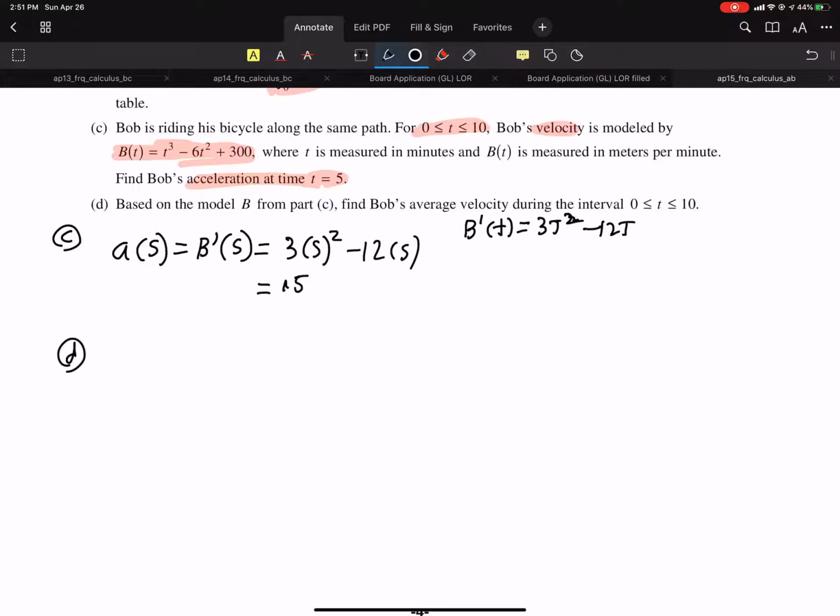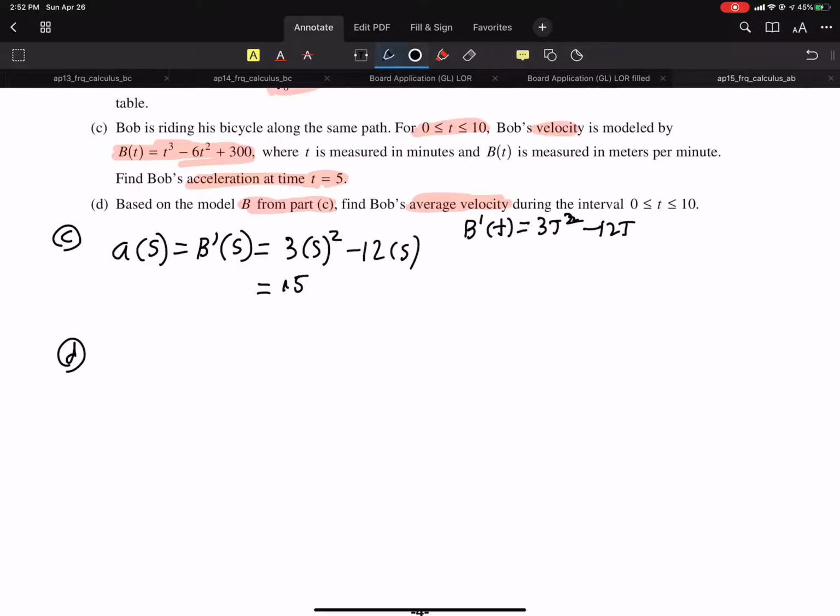And then part D. Based on the model B in part C, find the average velocity. For those of you who don't have this down, you need to understand average velocity. It's different from average rate of change. So do not confuse the two. Average rate of change is a rate of change, so it's the change in y over the change in x, or whatever your variables are.